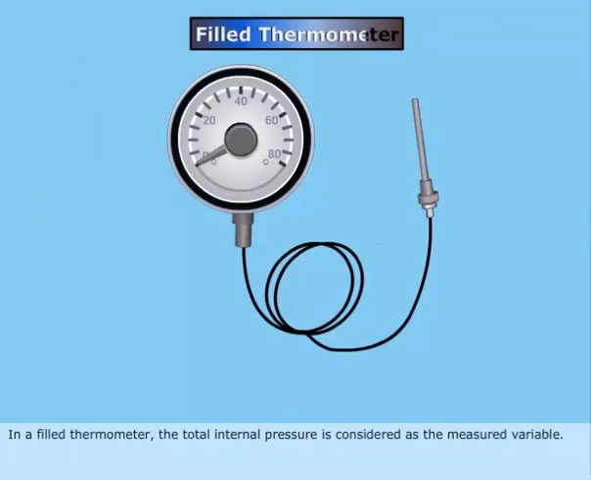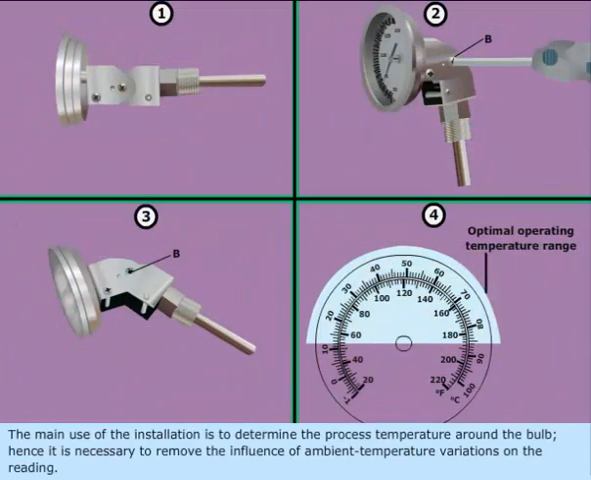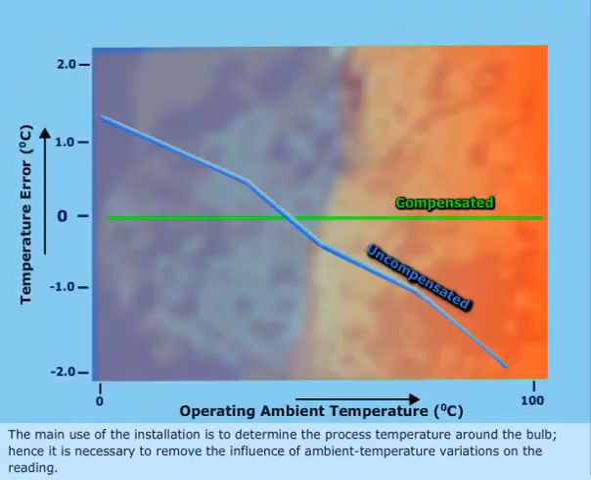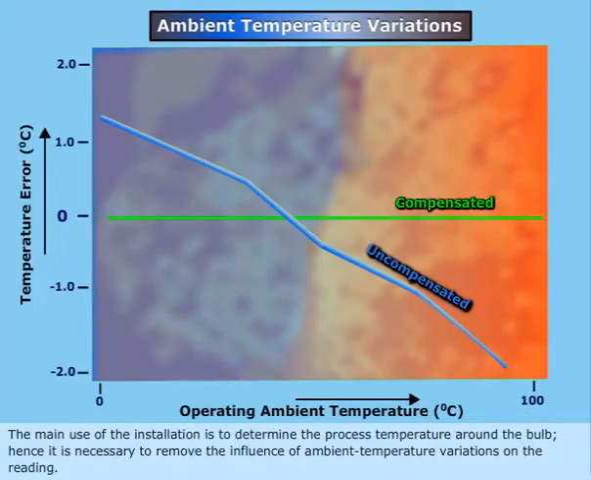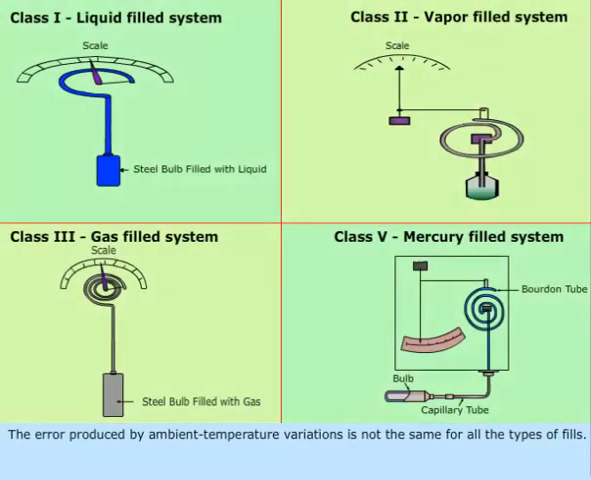In a filled thermometer, the total internal pressure is considered as the measured variable. The main use of the installation is to determine the process temperature around the bulb. Hence, it is necessary to remove the influence of ambient temperature variations on the reading. The error produced by ambient temperature variations is not the same for all the types of fills.